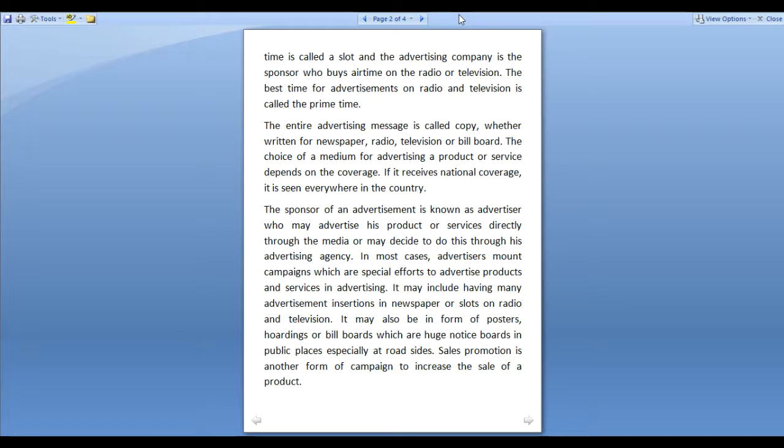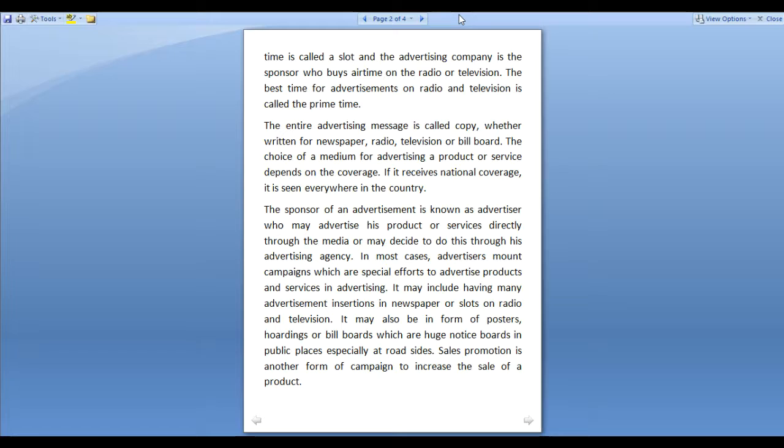In most cases, advertisers mount campaigns, which are special efforts to advertise products and services. It may include having many advertisement insertions in newspapers or slots on radio and television. It may also be in the form of posters, hoardings, or billboards, which are huge notice boards in public spaces, especially at roadsides. So sometimes people can decide to advertise using posters. Some people share what we call handbills along the roadside, or they use hoardings, all those gigantic billboards you see around the roadside. These are also ways by which people can pass their message across to their targeted consumers.